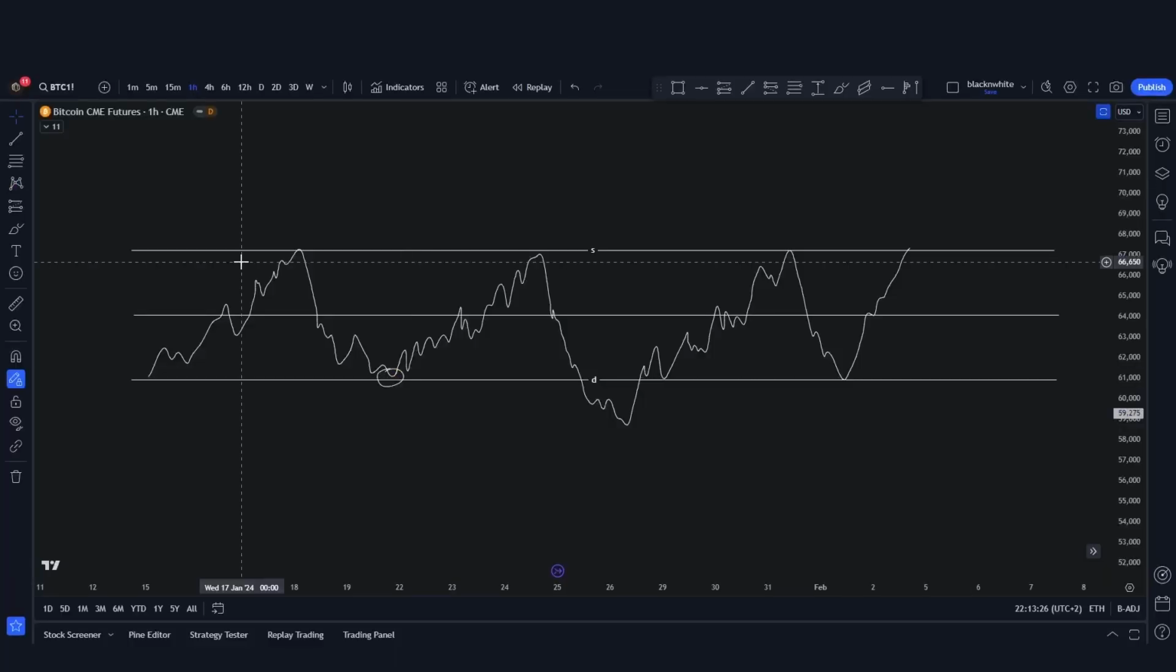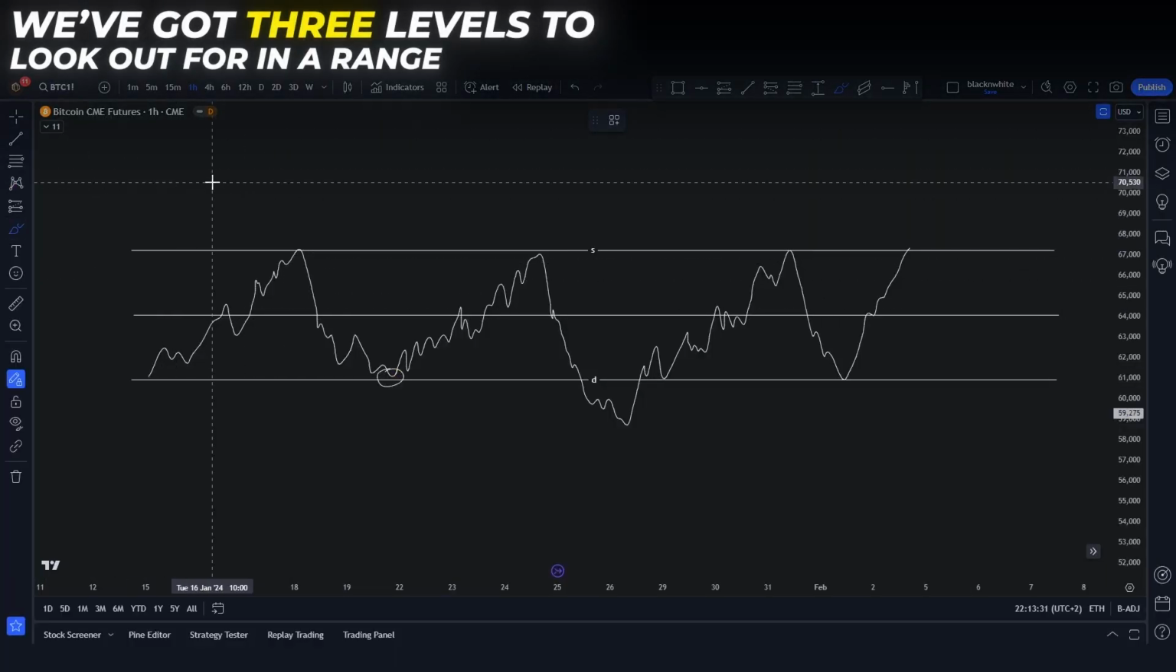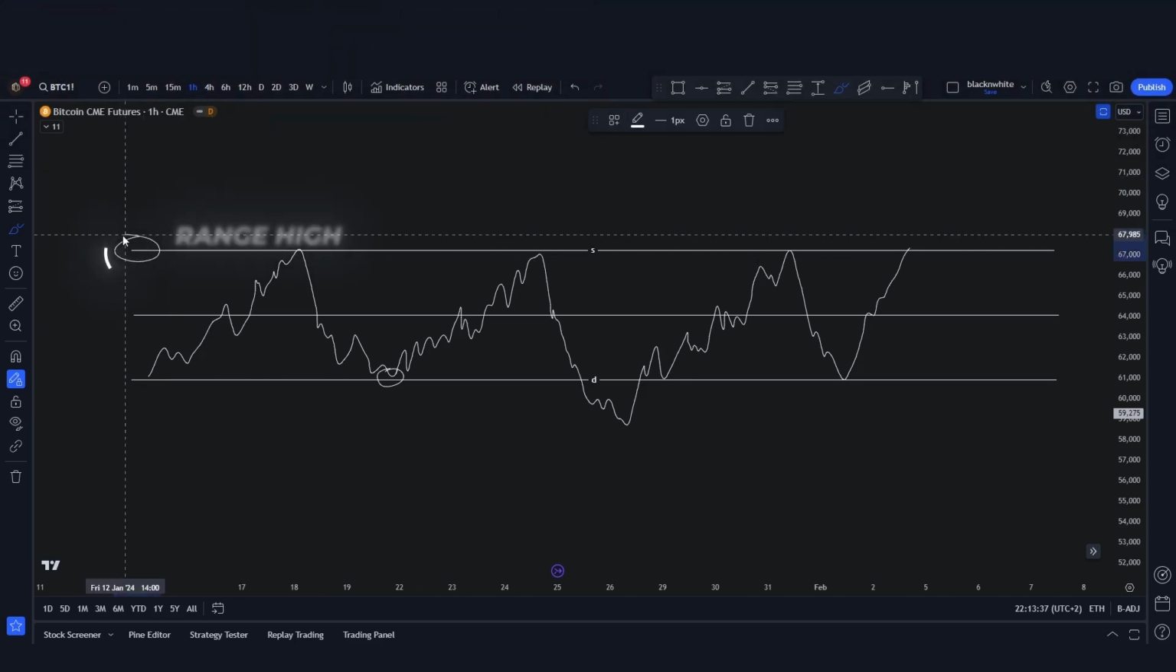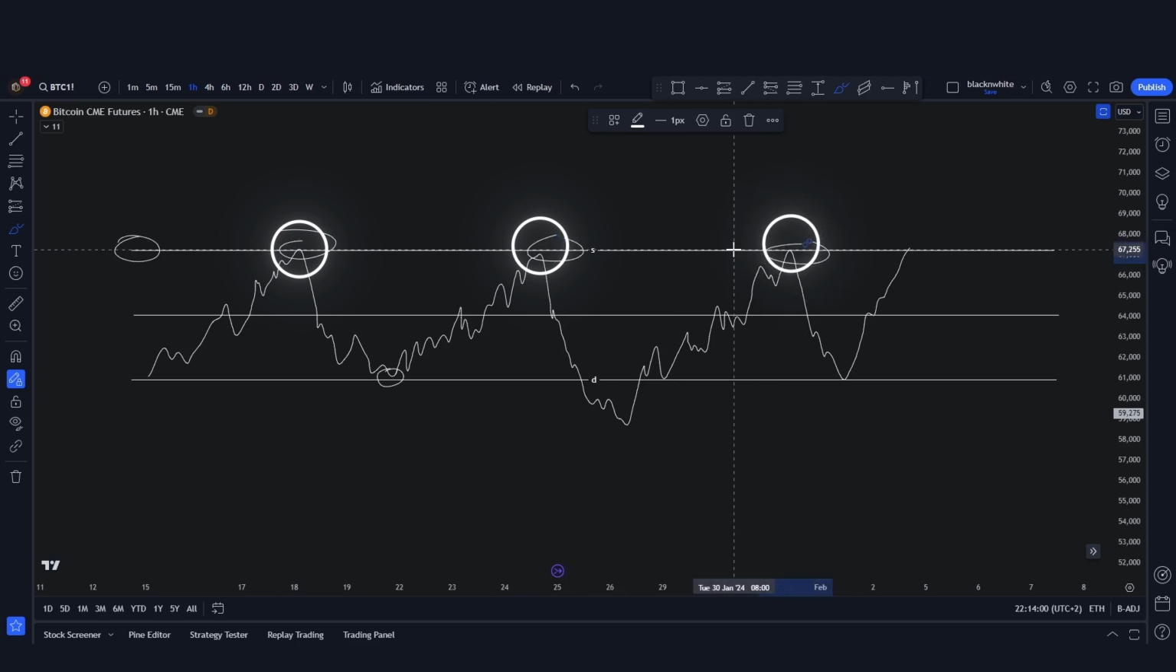I want to get you guys familiar with the terminology here. We've got 3 levels to look out for in a range, and this is what defines a range basically. This level on top here is called our range high, or our supply area, or supply. You have multiple terminologies of this. This could be a resistance, again supply for example, but the main idea here is that whenever price reaches into levels or areas near this level, it has a very high probability of rejecting.